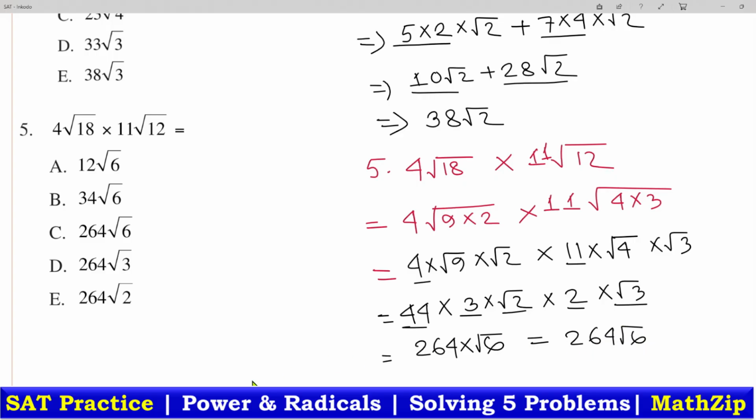So where is our answer? 264 root 6. It's our answer. So this is option C. Very simple.